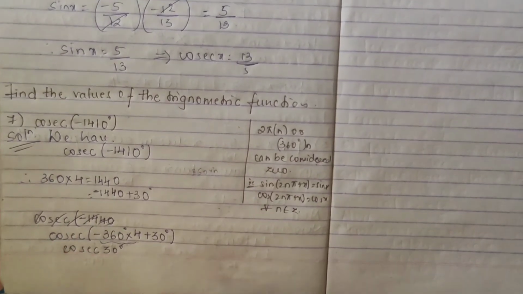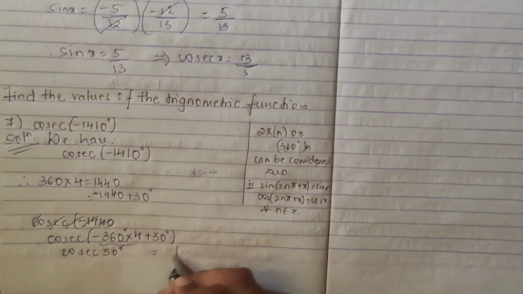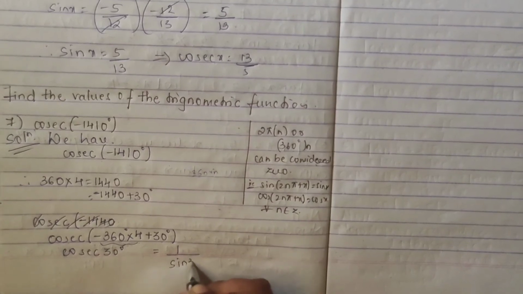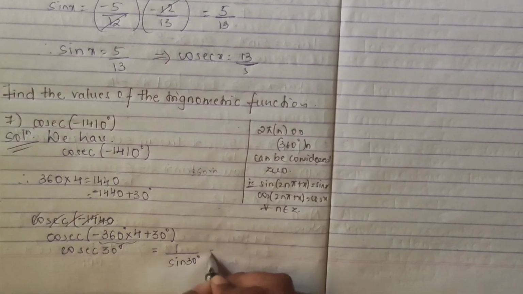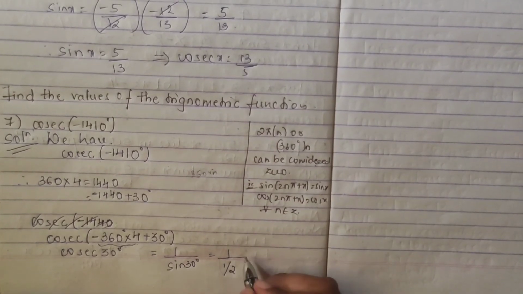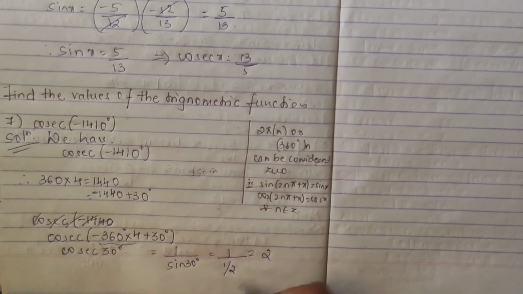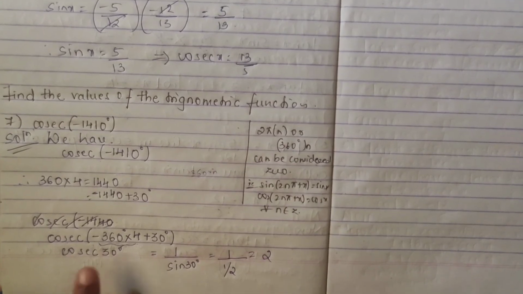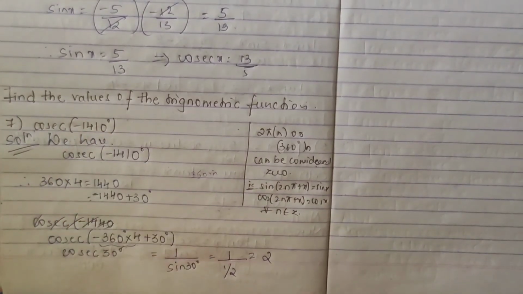If you don't remember, you can convert cosec as 1 by sine 30. Sine 30 degree, you know sine 30 is what? 1 by 2, right? 1 divided by 1 by 2. So cosec will be directly 2. So your cosec of minus 1410 will be 2.